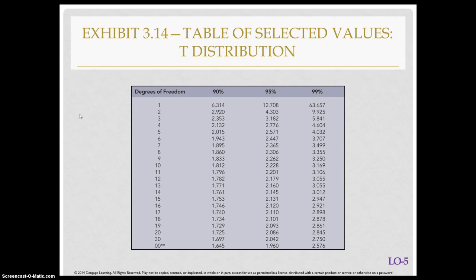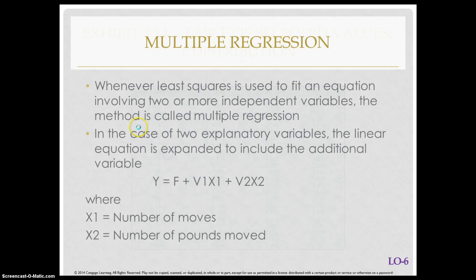So the table of selected values for a T distribution is shown here. And a T distribution is literally a probability distribution that's used to estimate population parameters when a sample size is small or when the population variance is unknown.